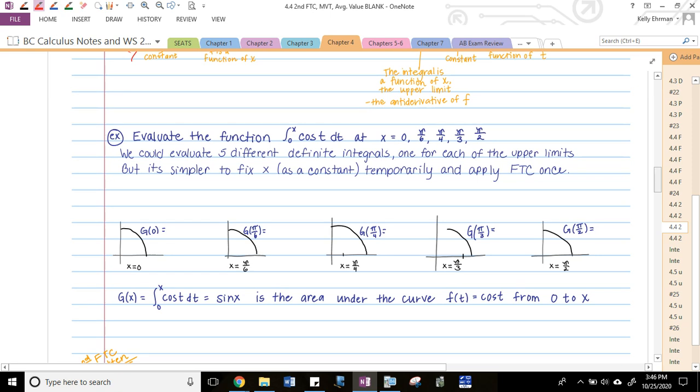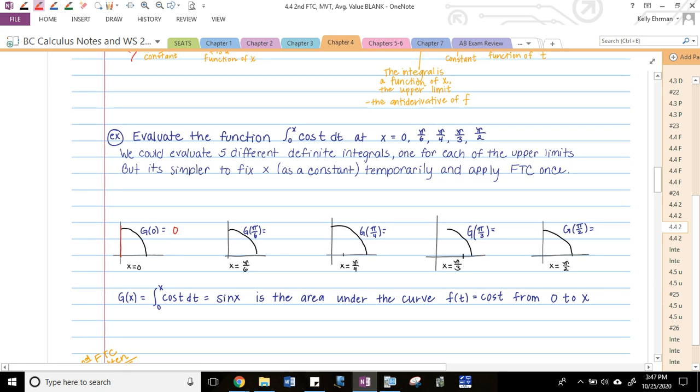So evaluate the function, the integral from 0 to x, cosine of t dt, at x equals 0, pi over 6, pi over 4, pi over 3, and pi over 2. So before thinking about the second fundamental theorem of calculus, we could do this as 5 separate problems. We could say, what is the integral from 0 to 0 of cosine of t dt? And if I think about that graphically, I could say, oh, the integral from 0 to 0 is 0, right? We had that rule. I could say the integral from 0 to pi over 6 of cosine of t dt, and keep going.